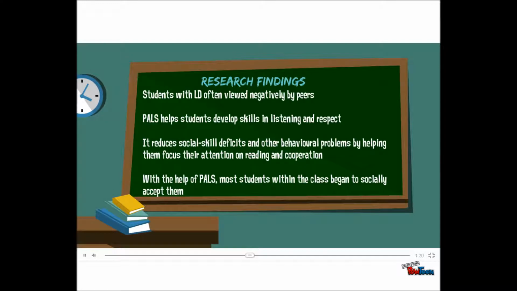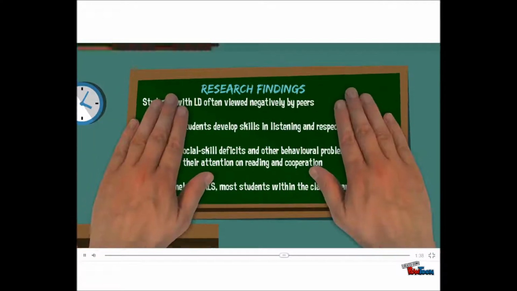By cooperating with a tutor or tutee, each student develops skills such as listening and respect as they respond to their peers. If students have social skill deficits or behavioral problems, quite often they may distract, irritate, anger, confuse, embarrass, or negatively impress other children. This activity gets them to focus their attention on cooperation. As a result, most students within the class began to socially accept them.